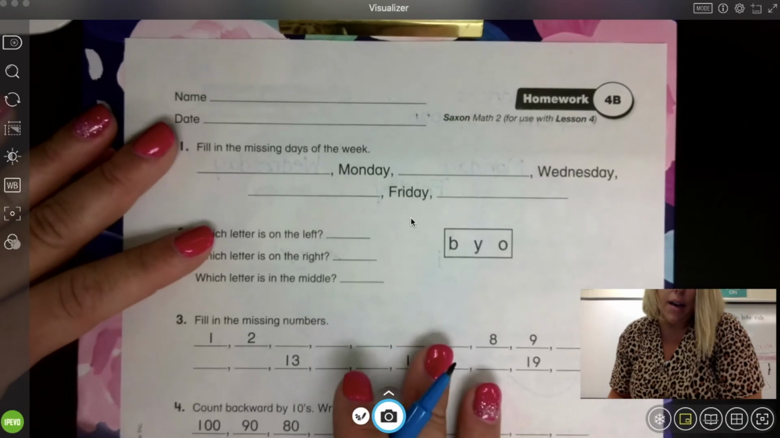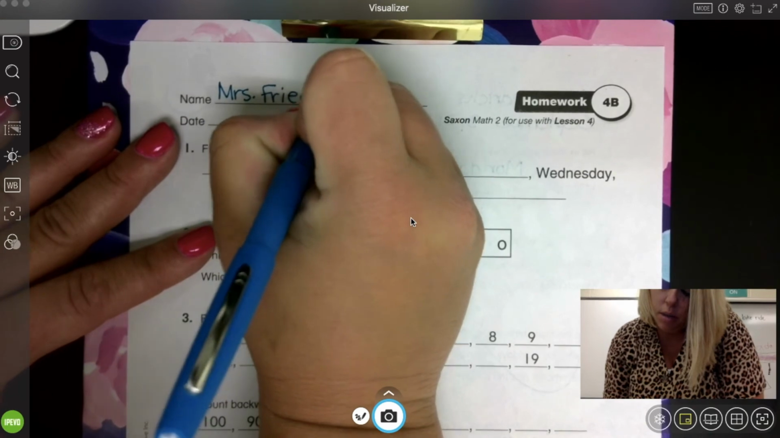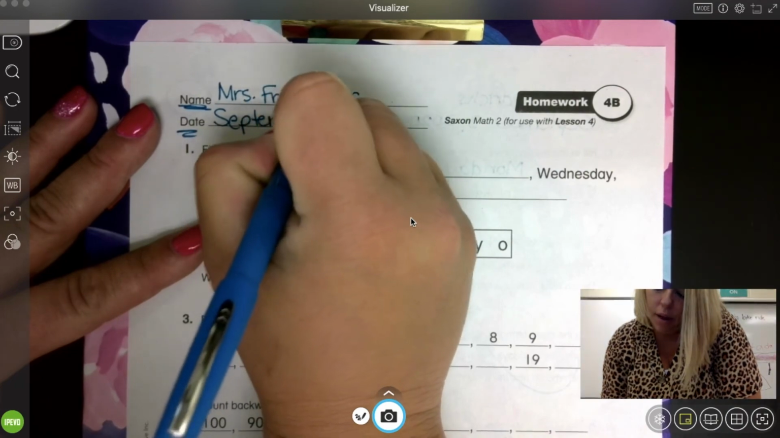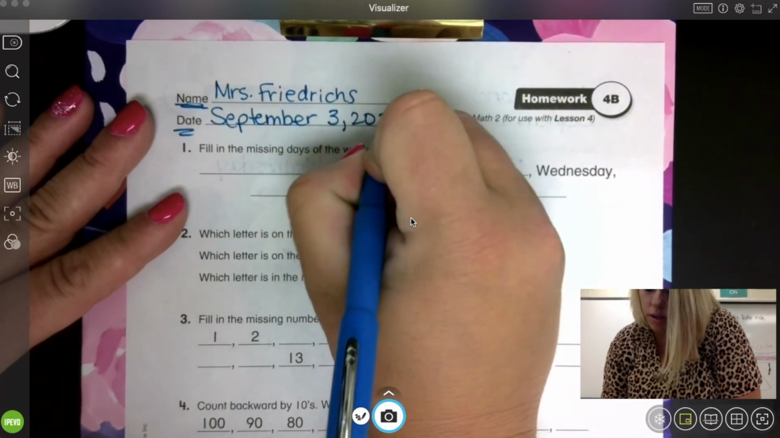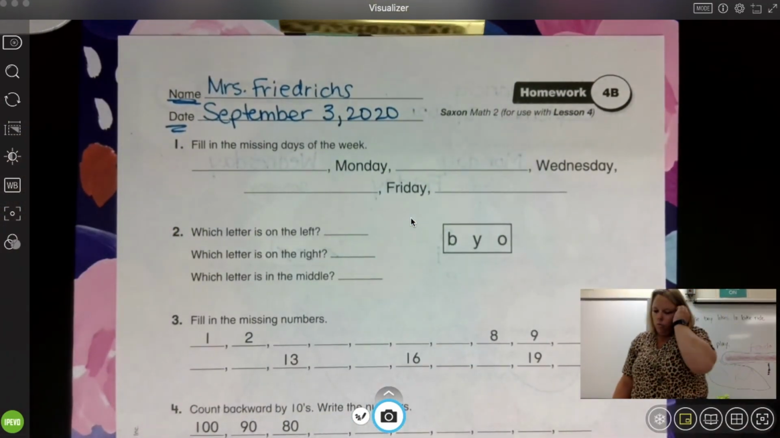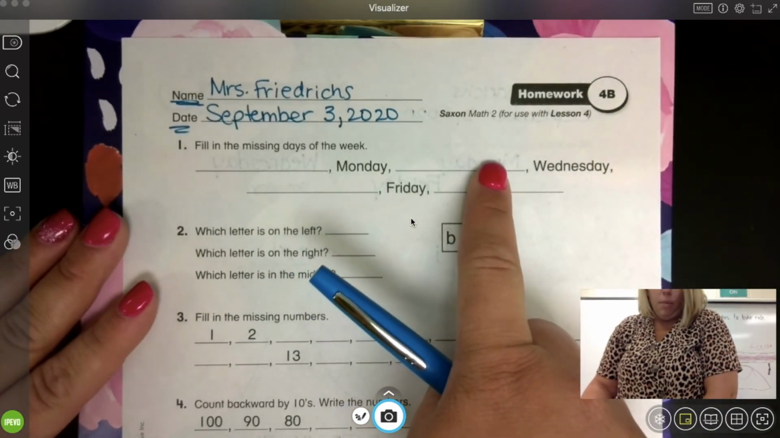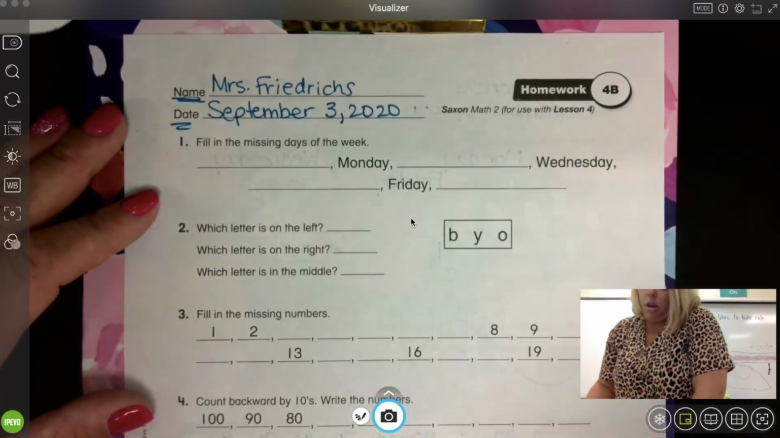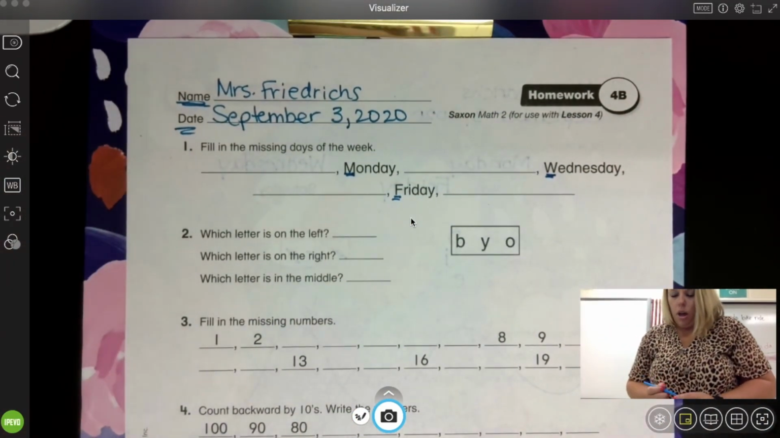Your homework today, first grade, is the back side of this worksheet. Make sure that your name is on this sheet. Please also make sure that the date is on. You need to have a capital S for September. Leave a space, write 3, comma, 2020. And if you need help with how to spell any of these days of the week, you go ahead right to your red folder, open it up, and it is written out there for you. Make sure that you have a capital letter for the first letter of each of the days of the week.